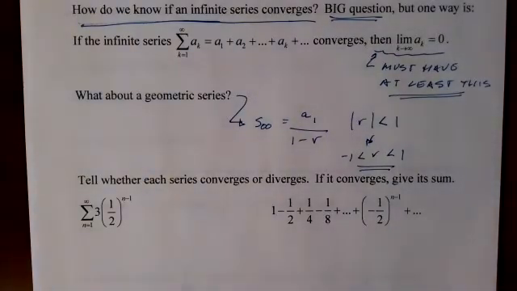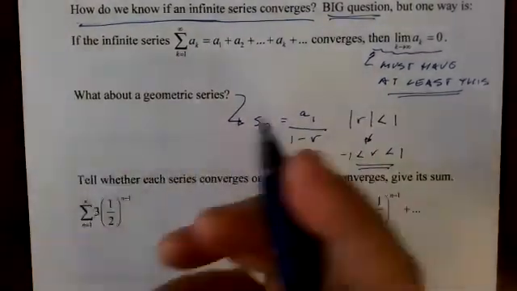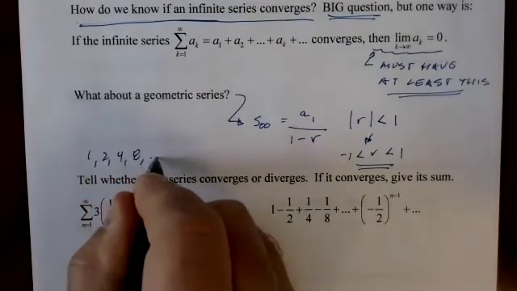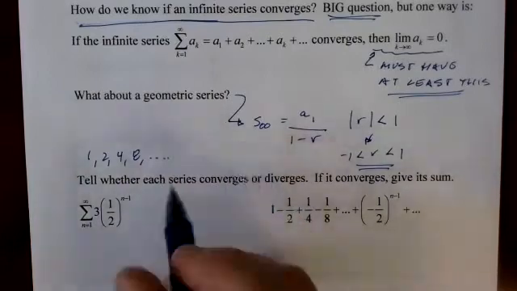Let's say r was 2. Let's say r was 2. And we pick any term we want. Let's start with 1. 2, 4, 8. We can't add it all up.